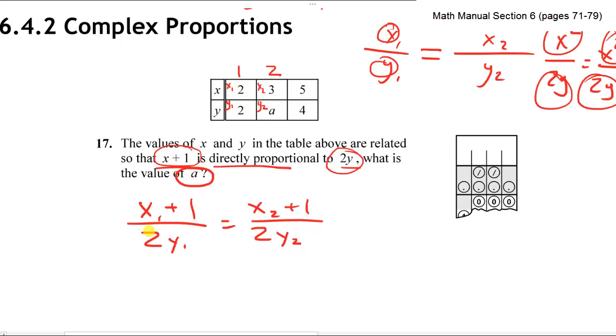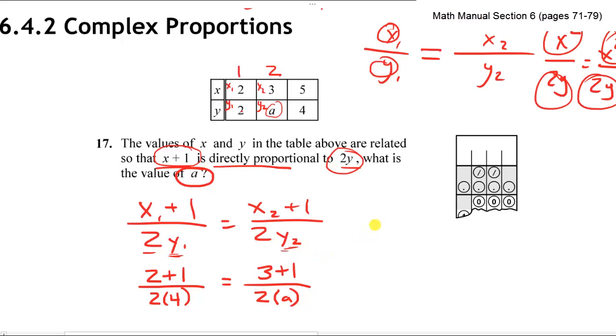So x1 is 2, so that 2 is going to go in here for x1. So I'm going to have 2 plus 1 over my y1, which is also 2. So I'm going to plug that in the denominator: 2 times that y1, and that's going to equal my x2, which I can see from my table is 3. So this is 3 plus 1 over. Now my y2 is this a. So I'm going to just substitute that a into the denominator for my y2.